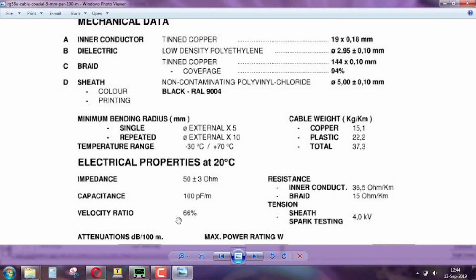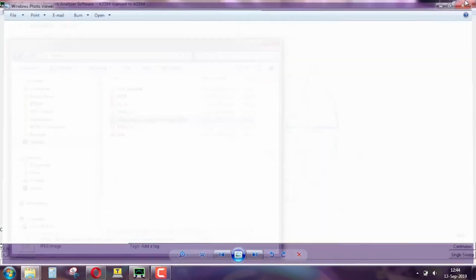Things that are available to you when you are buying a transmission line are these data. People give you the velocity factor. People give you the characteristic impedance and capacitance, inductance per unit length, etc. So, I think this is the basics of a cable.